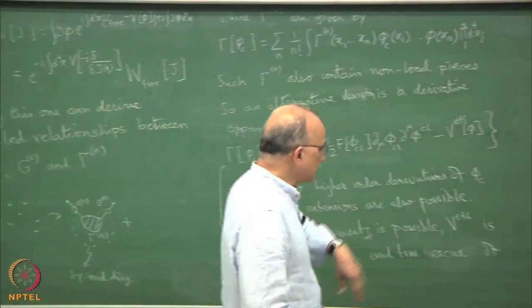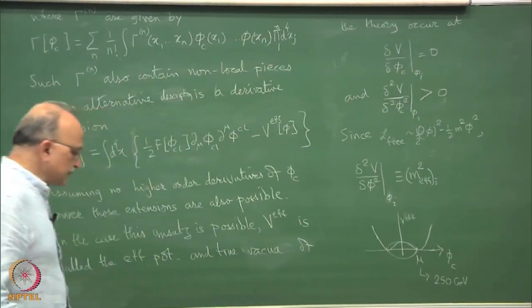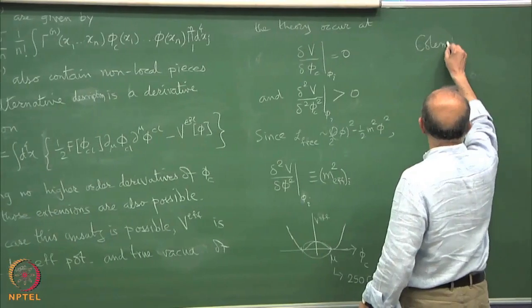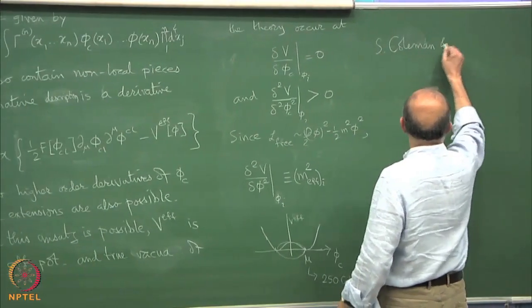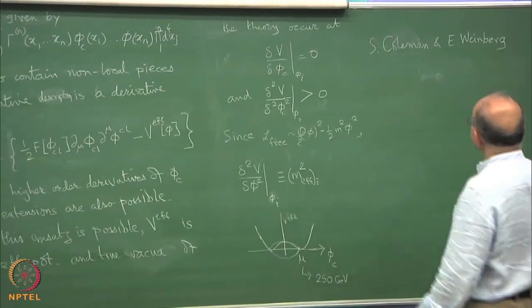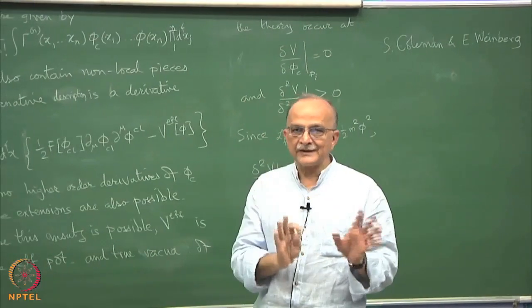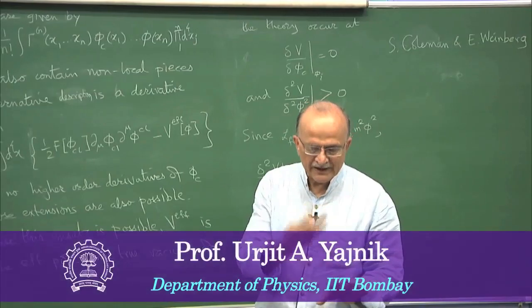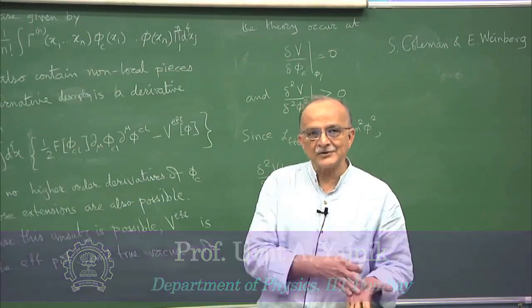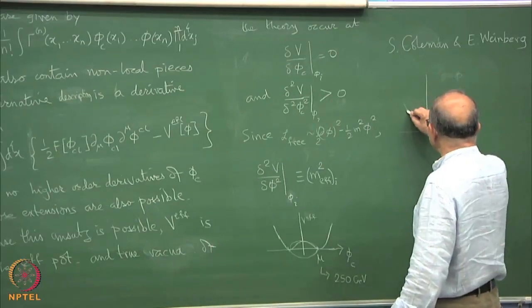There is an interesting discovery that was made by Sidney Coleman and Eric Weinberg, not Steve Weinberg, which I have requested Vikram to cover. It basically starts with a Lagrangian whose V is at phi equal to 0, whose minima of V are at phi equal to 0. But after you do the loop calculations and calculate the effective action, they shift to non-zero. So it's a very cute and clever example they constructed.